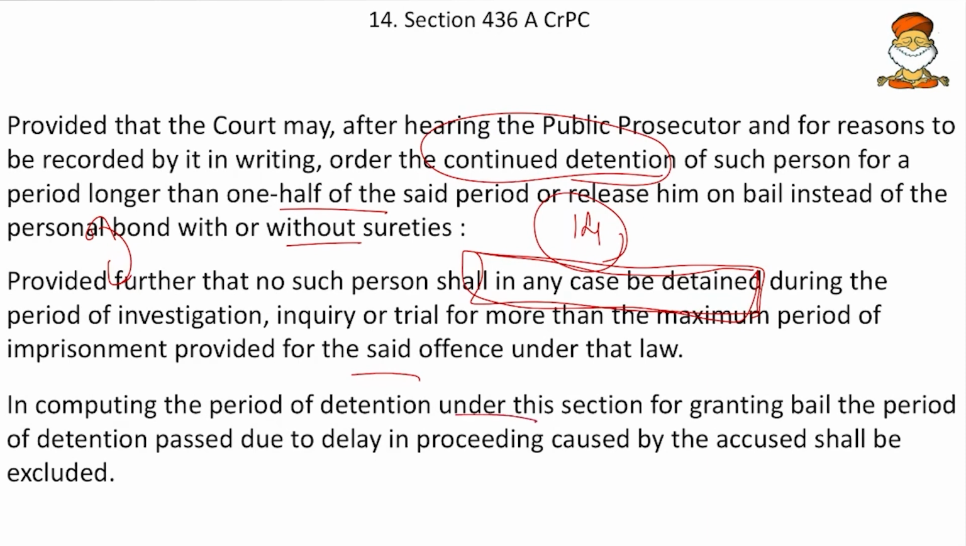And in the computation of the period of detention under this section, the delay done by the accused will not be considered. So only the delay on the court's part will be considered. So if the accused himself delays, that will not be considered.